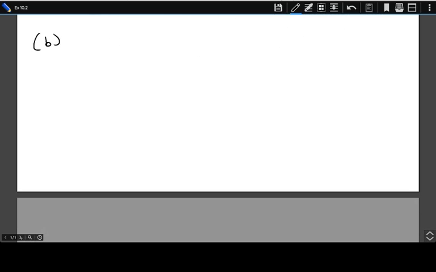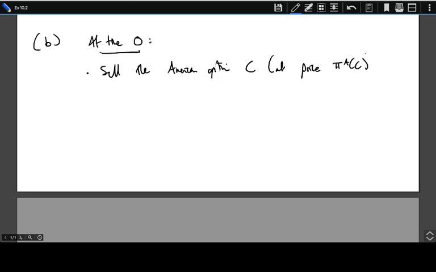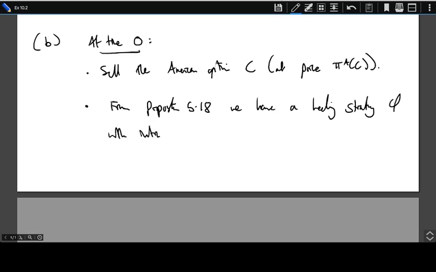Unsurprisingly, part B is very similar. The strategy this time is at time 0 to sell the option at its price at that time. We have from the proposition in the lecture notes, which is for me proposition 5.18, a hedging strategy Phi, with initial price the same as the American option, and terminal value greater or equal the terminal value of the American option.